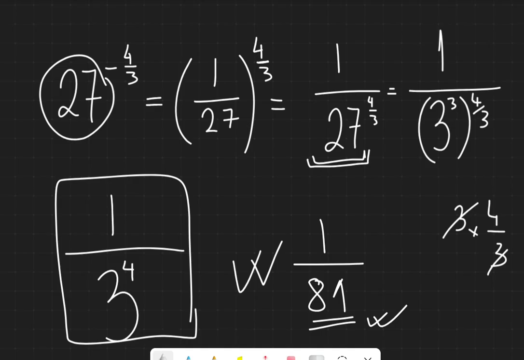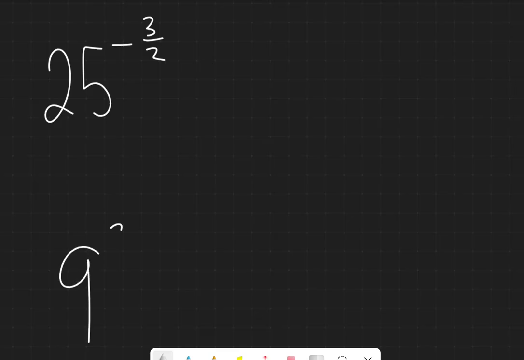All right. Let's try another example, probably a last one for today, or actually let's do 2 more examples. So 25 to the power of negative 3 over 2 and 9 to the power of positive 3 over 2. Again, we can do the same thing. Give it a try, pause the video, and then let me know in comments if we have the same answer. We will solve them here on the board. Let's try the easier one.